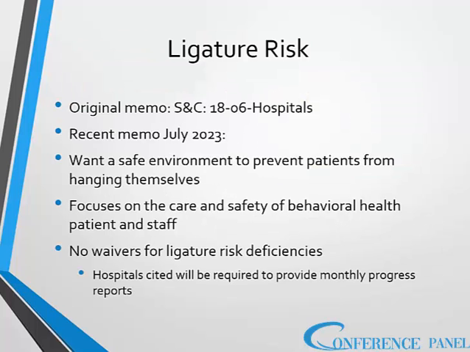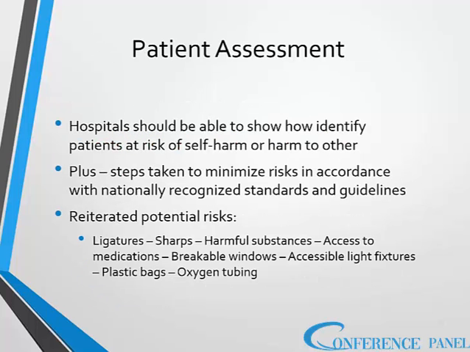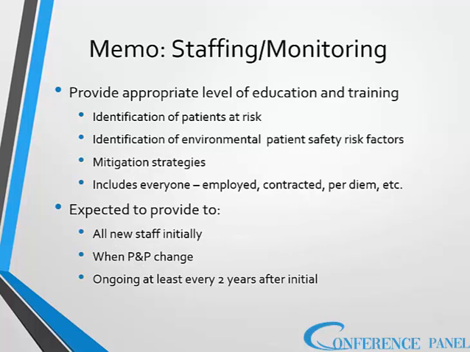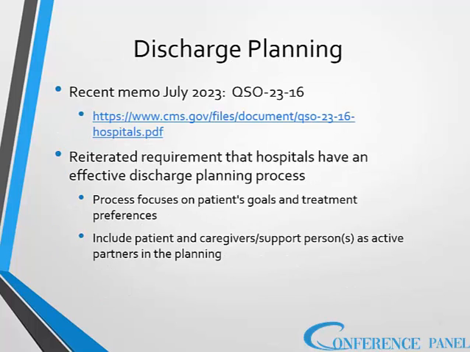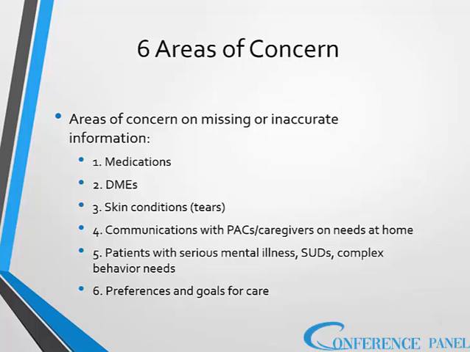Some of the memos, first off, came out in 23. On the patient assessment, we have to be able to show as a hospital. On monitoring and staffing, we have to have not only just enough bodies, but they have to be appropriately trained and educated. And then environmental risk. Another big memo that came out was on discharge planning. Again, July of 2023, but there were 6 main areas of concern.